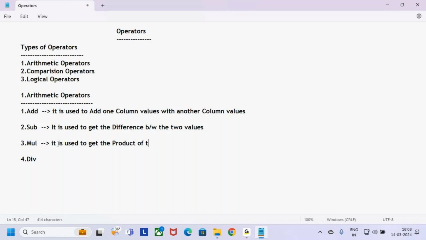Whenever you want to get the product of two values, then in this case, go and use the multiplication operator. And next, finally, the division operator.